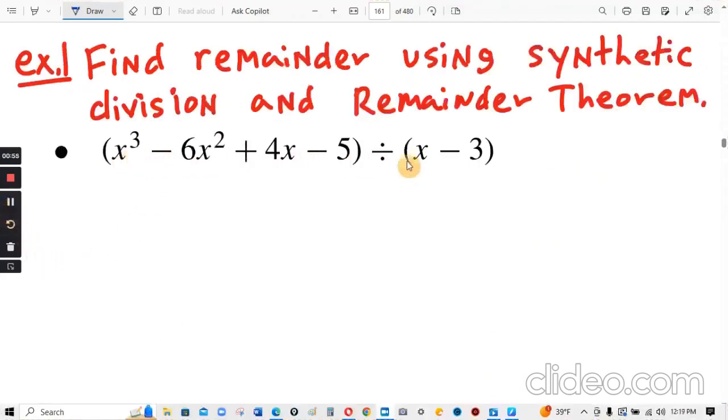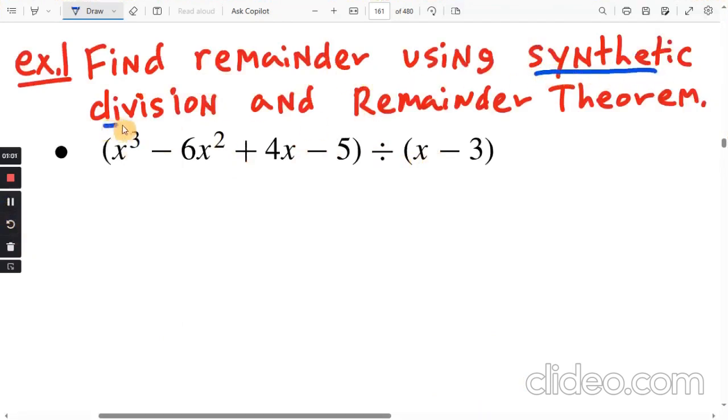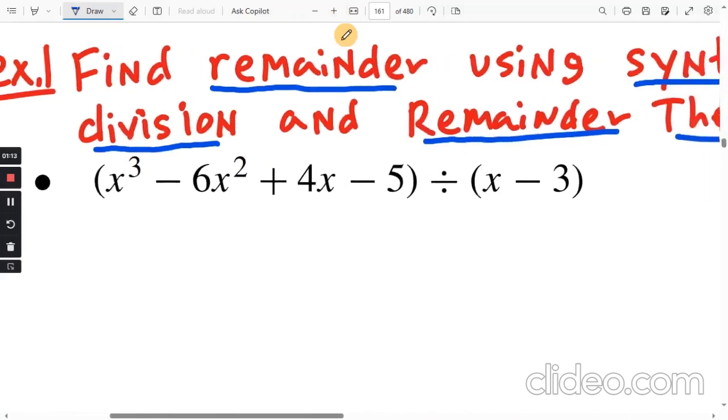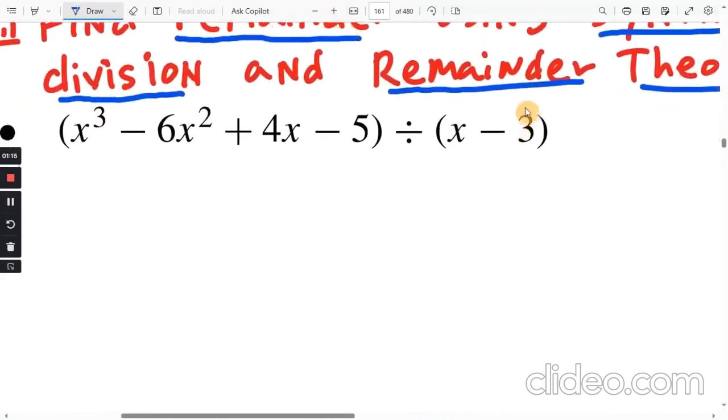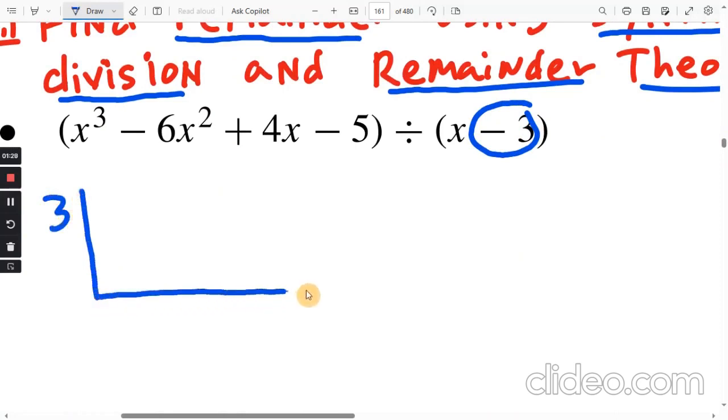All right, so for this example here, we're going to find the remainder using both synthetic division and the remainder theorem. All right, so we're going to find the remainder using two different methods. So for synthetic division, once again, when you are dividing by x minus 3, you have to change the sign on that 3, so the number out front is going to be a positive 3. In your bracket, you leave enough room for 2 rows. Make sure every exponent is represented and it counts down from the greatest first, 3, 2, 1, 0.